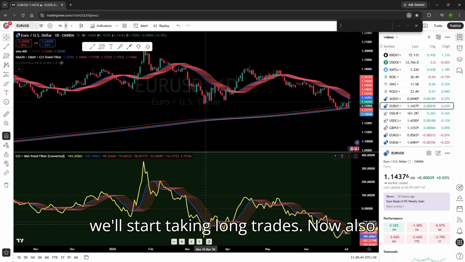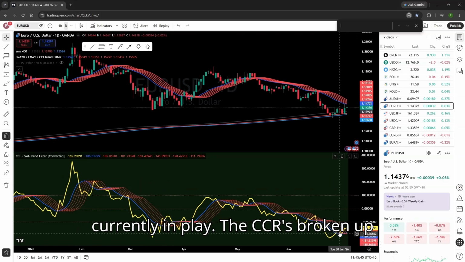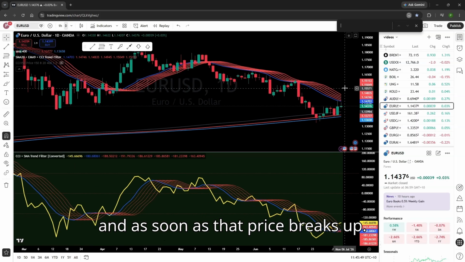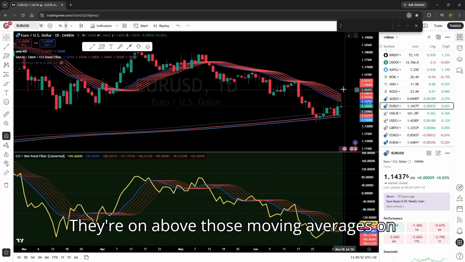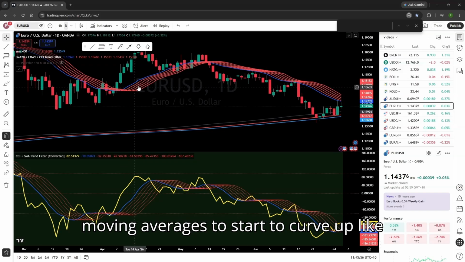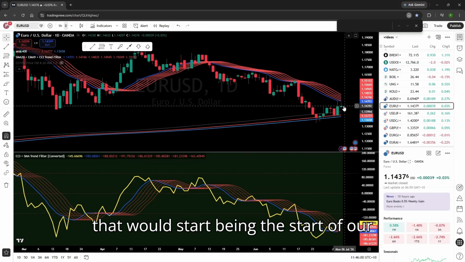Now also note there's no divergence currently in play. The CCI has broken up through those short-term moving averages, and as soon as the price breaks up above those moving averages on the daily, I'd ideally like to see the moving averages start to curve up like they did here to be more confident, but that would be the start of long positions.